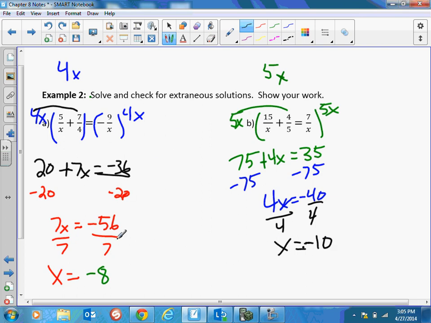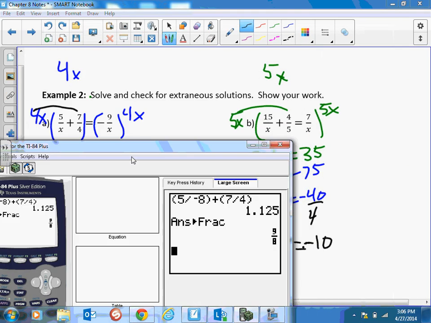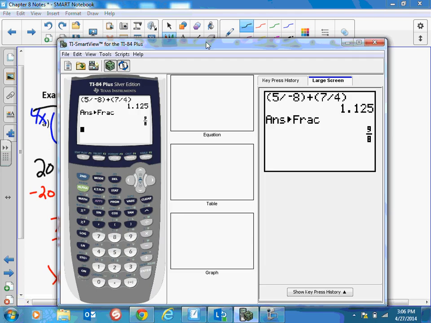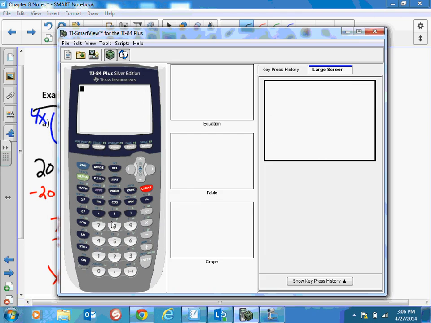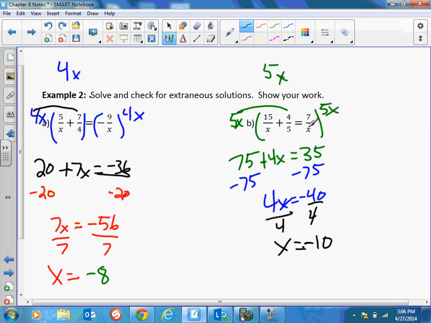Okay, if you plug negative 10 back into the calculator and check it, this time we're going to move it this way. Oh, really can't move it. So what was it? 15. Clear that out. Let's go 15 divided by negative 10, plus 4/5, equals this fraction, which is negative 7/10. You don't really need the calculator for that. But if you put 7 divided by negative 10, you get negative 7/10 as well. So we know it checks out and it works.